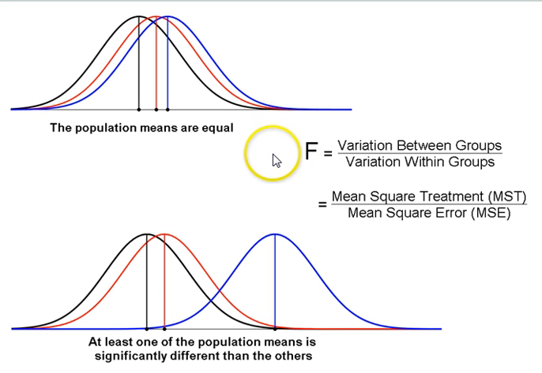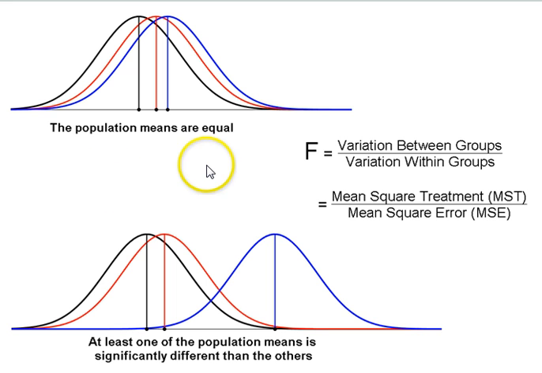The F ratio is the ratio or the fraction of the variation between groups over the variation within groups. On the formula sheet that we use, it says MST over MSE, which stands for mean squared of the treatment over mean squared error. Let's sort of talk conceptually about what these are.